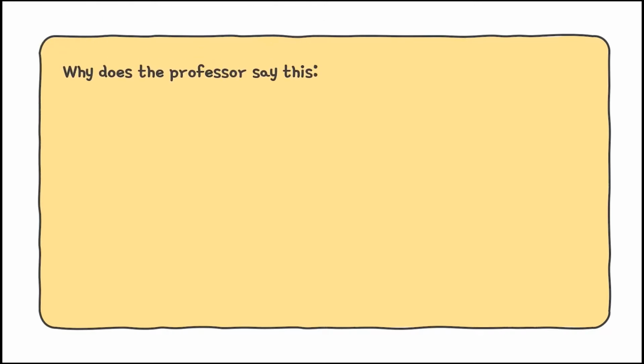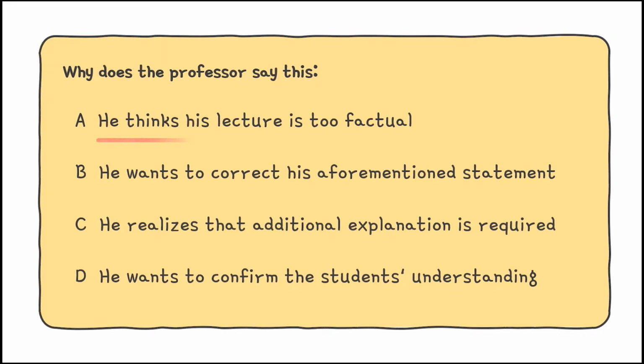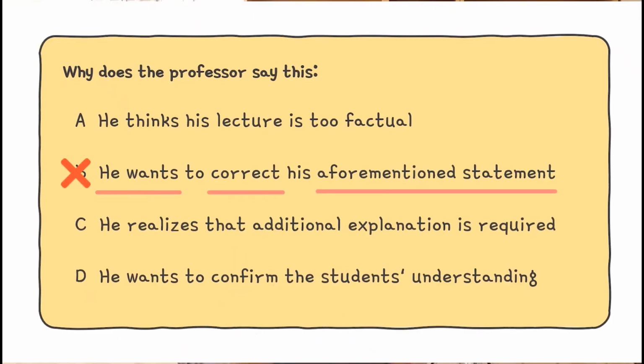So the question is, why does the professor say, let me give you an example here? A. He thinks his lecture is factual. According to the replay audio, he's talking about some economic theories. It's not factual, so A is wrong. B. He wants to correct an aforementioned statement. Did you hear him say something like, I was wrong, or let me correct myself? No, right? So B is wrong.